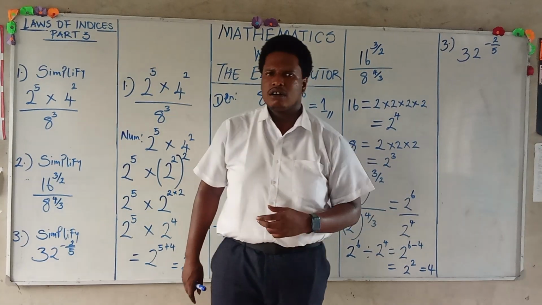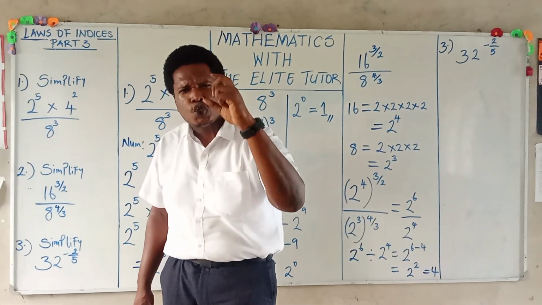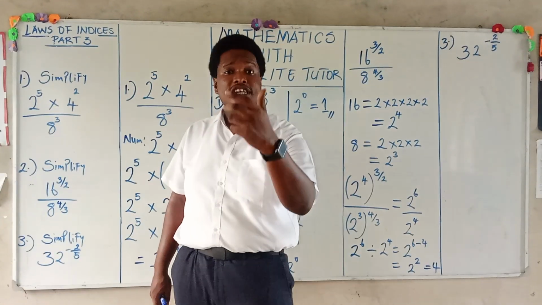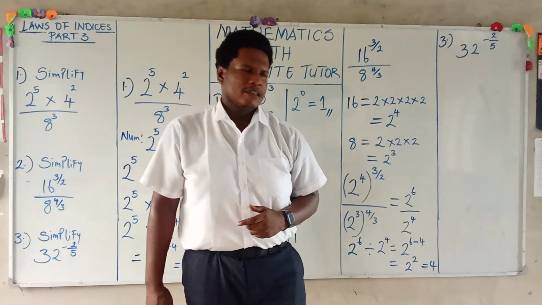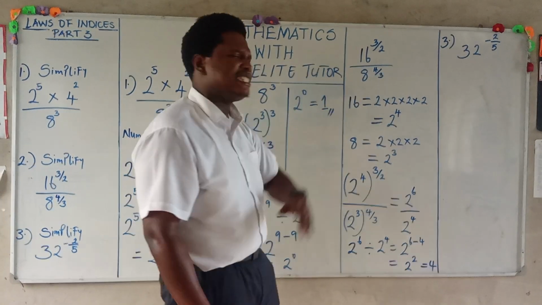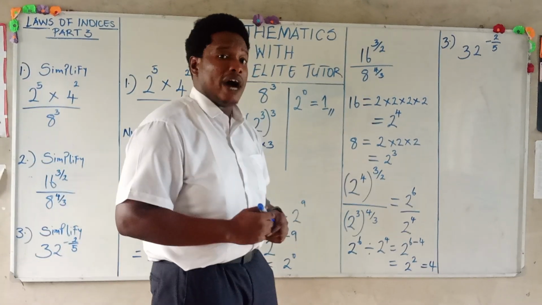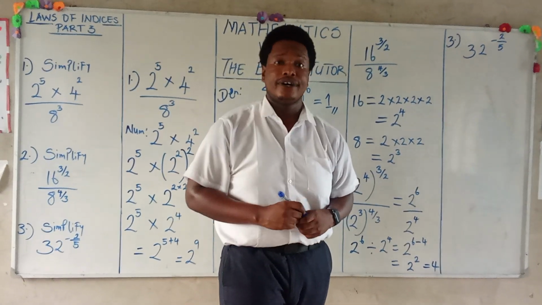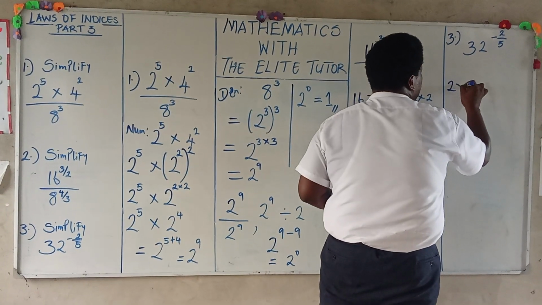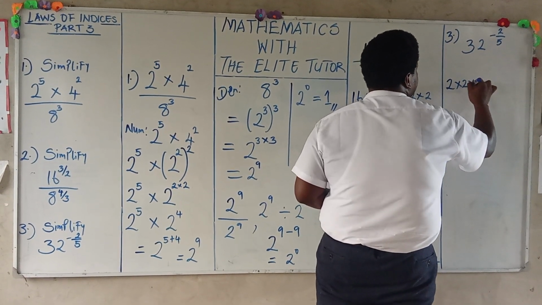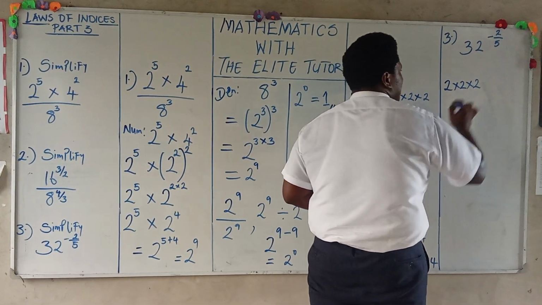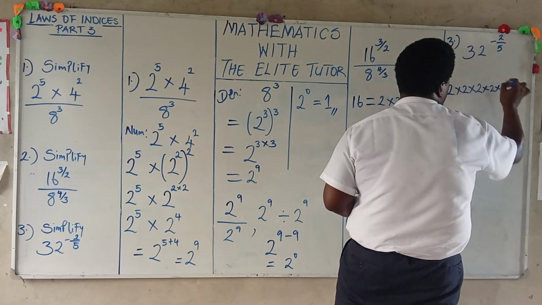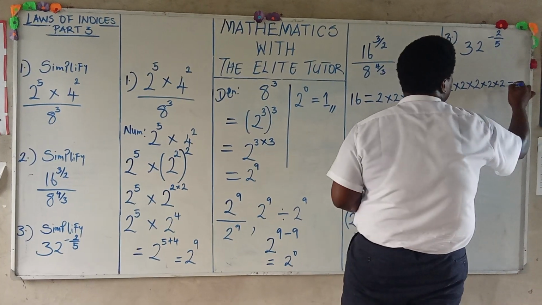But the first thing I want to show you is that this 32, we can express in terms of 2, just like how we've been expressing 16 and 8. Now, how do we do this? I don't just want to say 32 can be expressed as 2 raised to the power 5. No, let me show you. You can see that 2 times 2 gives us 4. 4 times 2 gives us 8. 8 times 2 gives us 16. And 16 times 2 gives us 32.